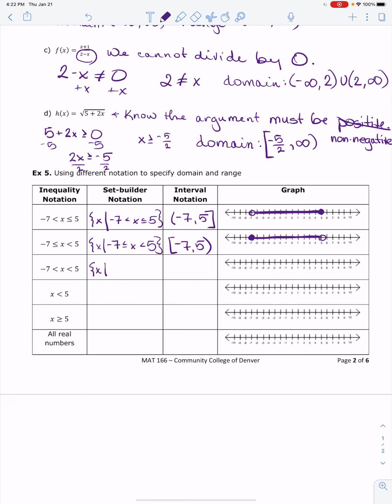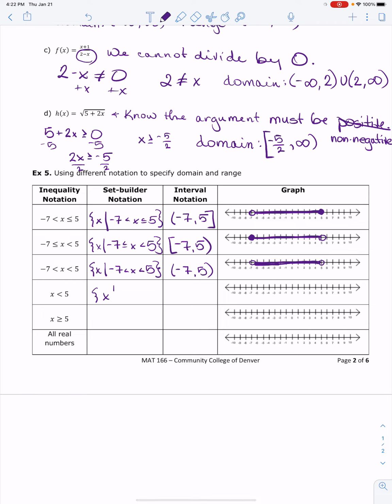Set of all x such that -7 is less than x is less than 5. Parenthesis at -7, parenthesis at 5. Open circles in both spots. We want everything between them and not including those endpoints.